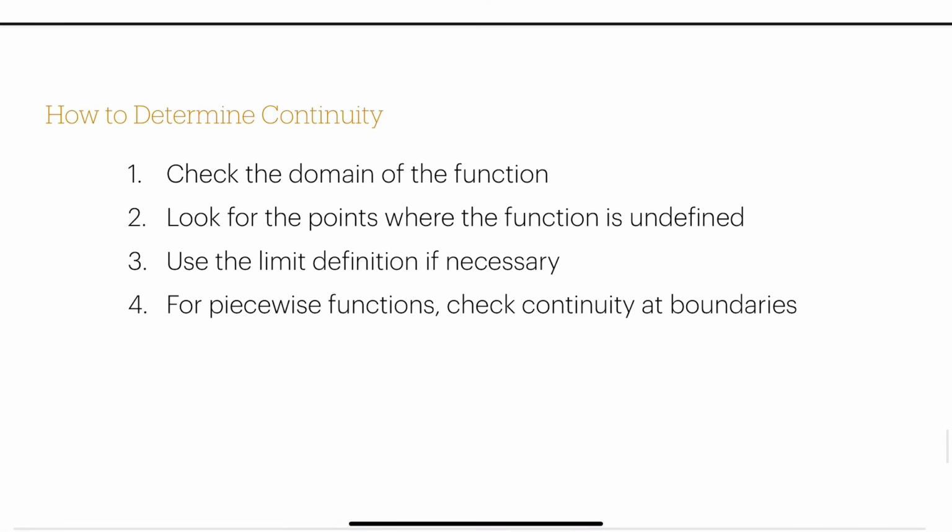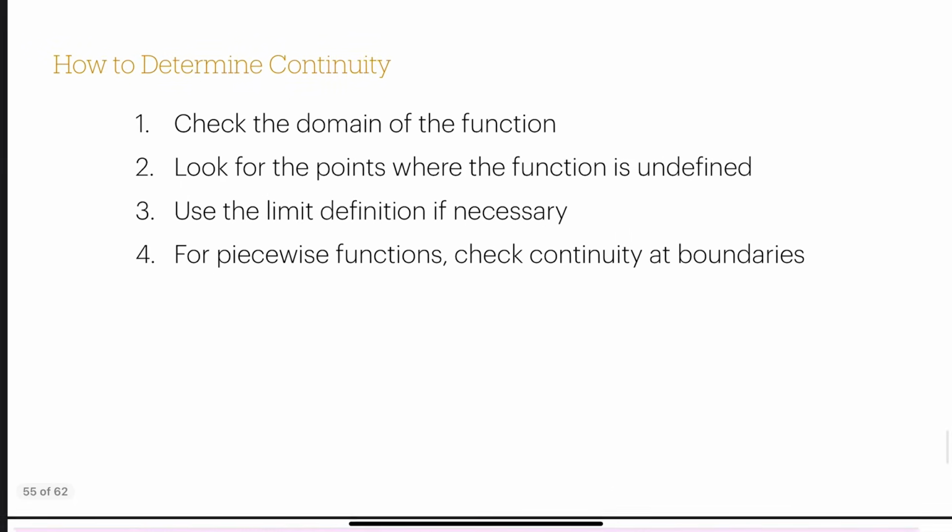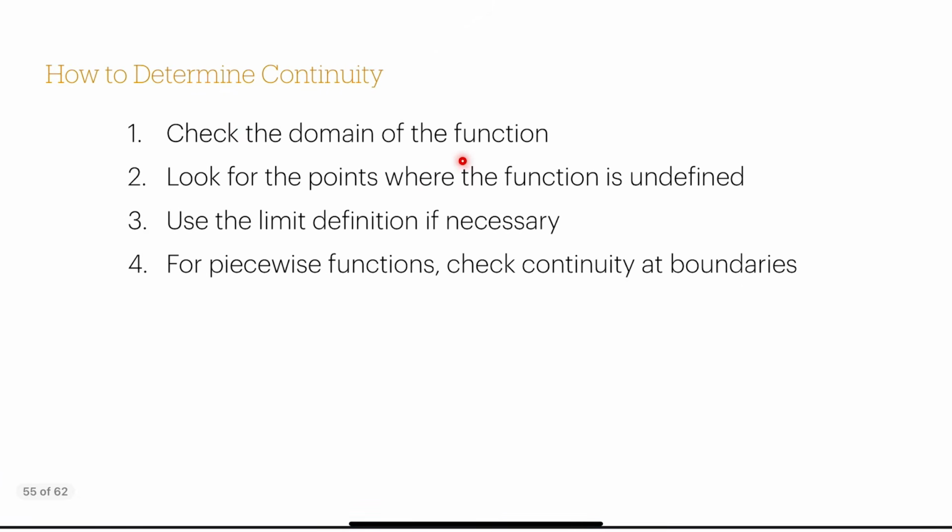So how do we determine the discontinuity or continuity of a function? First, we have to check the domain of the function, or the allowable values of x, those values of x that will make f of x defined. Then we look for the points where the function is undefined. Usually if the function is rational, the only time that the function will be undefined is when the denominator is 0, or if it involves radicals, when the radicand becomes negative if the index is even.